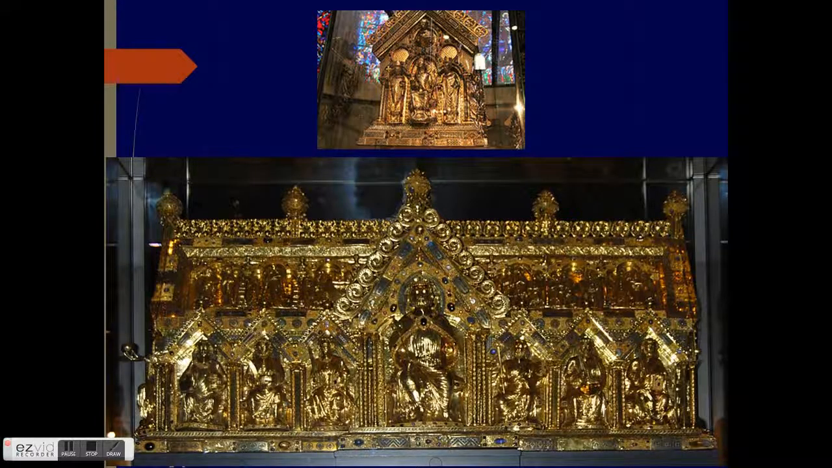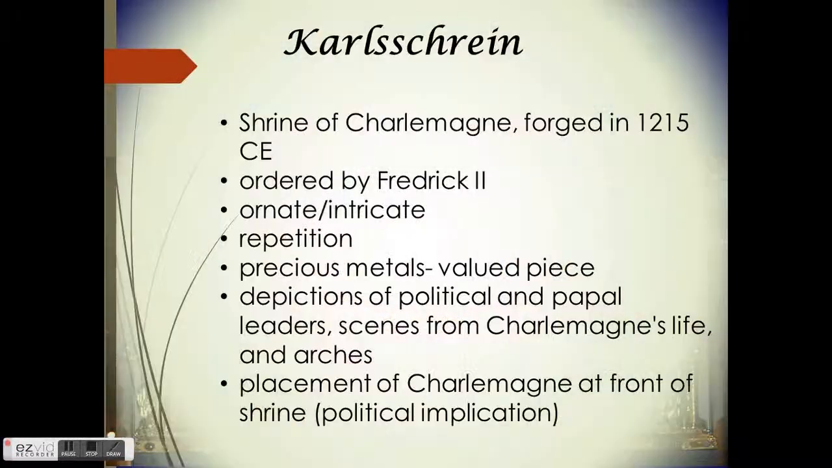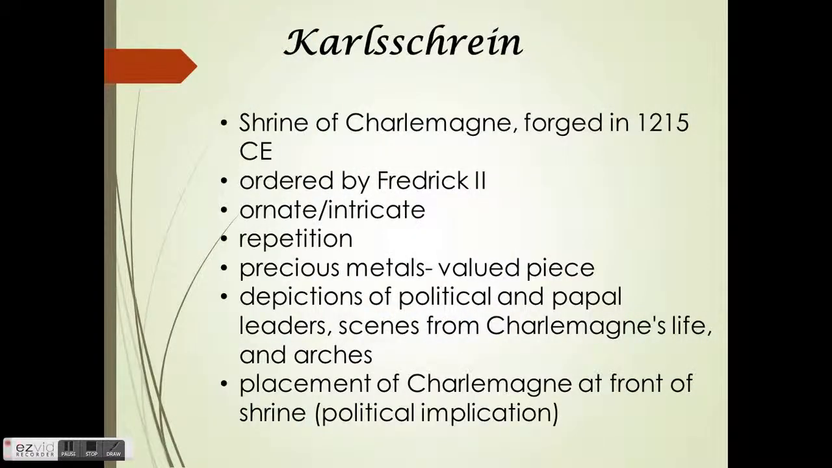Our last piece is entitled the Karlsruhe. It is the shrine of Charlemagne and was forged in 1215 CE as ordered by Frederick II. You can assume that there are political implications being made here, with Charlemagne being placed in the front of the shrine with scenes from his life throughout. It's made of precious metals, which make it a very valuable piece.